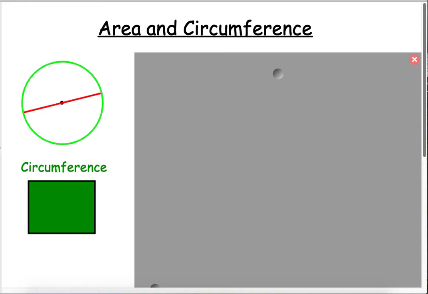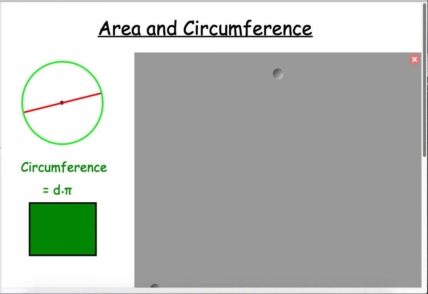So for circumference, our answers aren't going to be inches squared or centimeters squared. The answer is going to be inches or feet or centimeters or millimeters. Now, the formula to find circumference is you simply multiply the diameter, which is the distance all the way across the circle through the center, times pi.